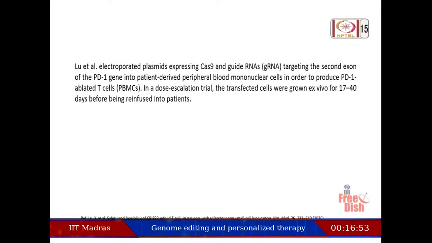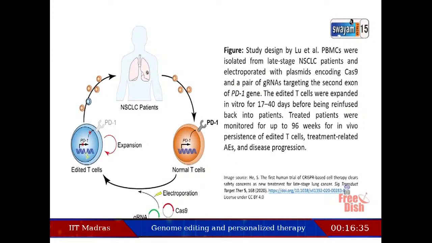They electroporated plasmids expressing Cas9 and guide RNAs targeting the second exon of the PD-1 gene into patient derived peripheral blood mononuclear cells in order to produce PD-1 ablated T cells. In a dose escalation trial, the transfected cells were grown ex vivo for 17 to 40 days before being reinfused into the patients. So, this figure shows the study design by Lu et al.